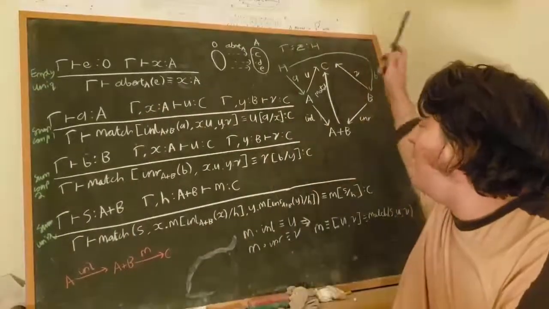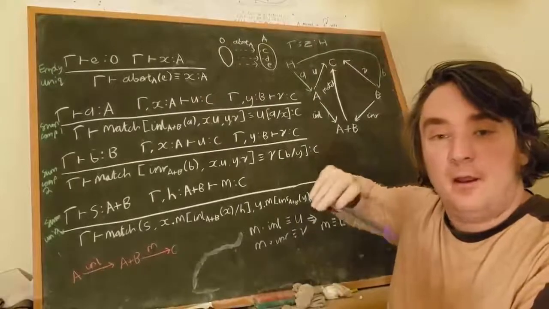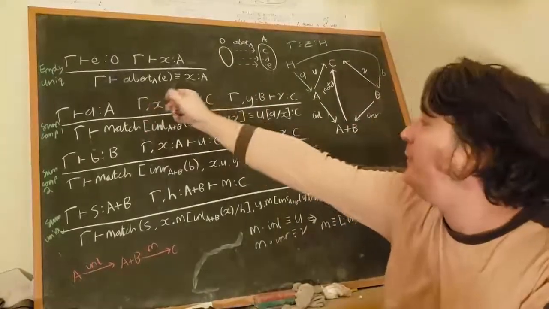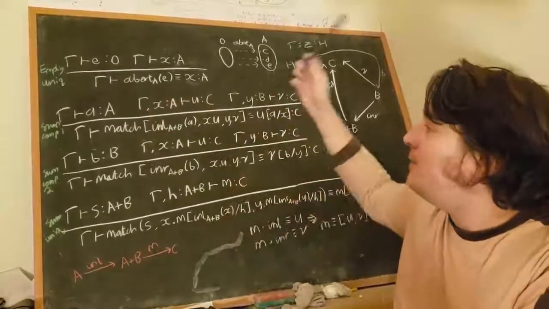Okay, so these are our final lot of rules. These are the final kind of equational rules we want to have. So this is the one for the empty type. It's the uniqueness principle for the empty type.